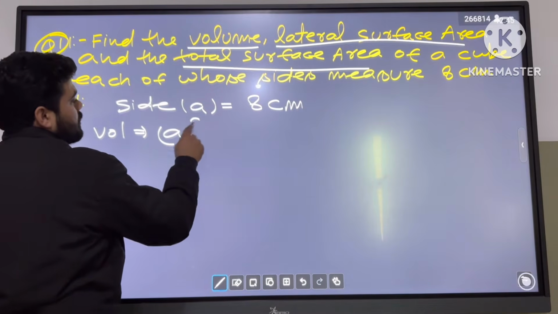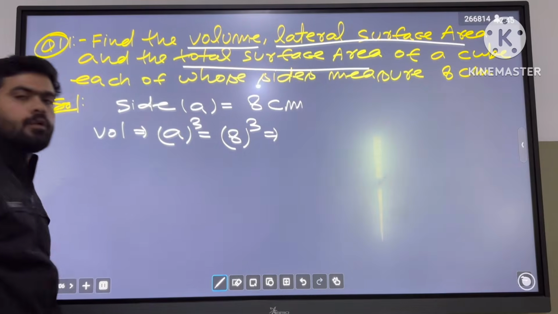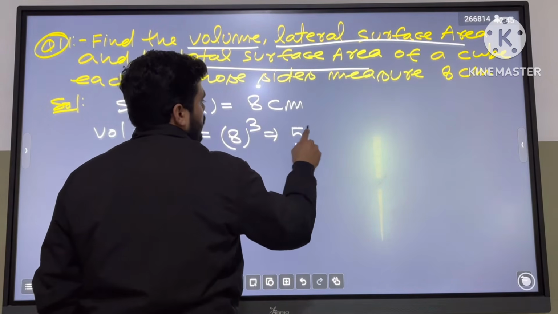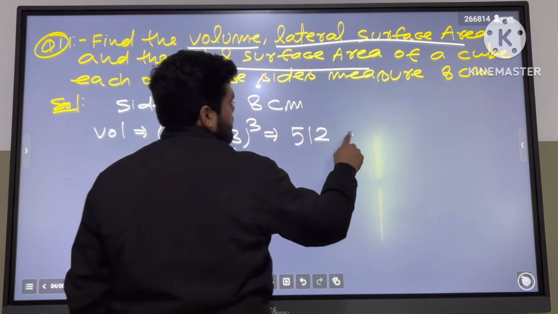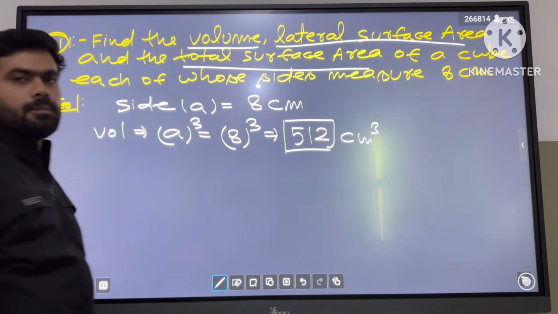Side cube is equal to 8 cube. What is the cube of 8? 512 centimeter cube. So this is the volume of this cube.